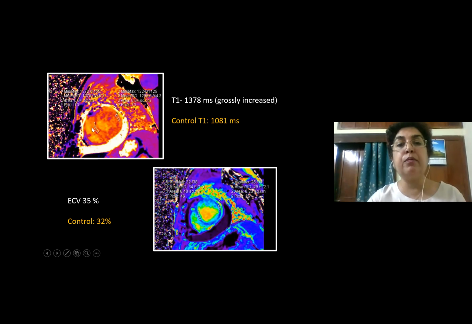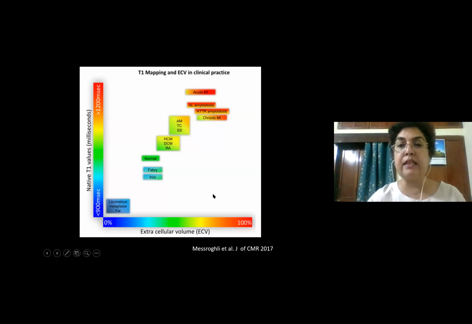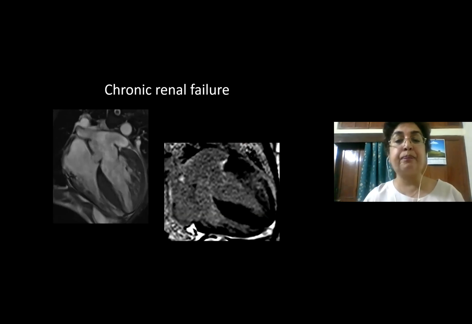The T1 was grossly increased and the T2 was mildly increased. What is typically expected in amyloid, both T1 as well as ECV is grossly increased. And in the same chart, if you have a look at fibrosis, fibrosis like in HCM is showing normal values on T1 and elevation on ECV. So there is variation in findings between studies.